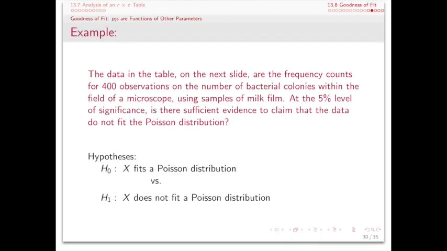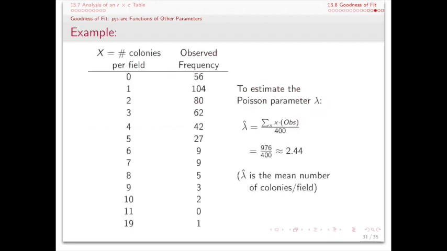So to start, our hypotheses are as follows. X fits a Poisson distribution versus X does not fit a Poisson distribution. Notice here that my null hypothesis is what we might call a composite hypothesis, because I'm not specifying a value for the parameter lambda for the Poisson distribution. And that's because in order to do this problem, I'm going to have to estimate lambda based upon the sample data in the table. So here's the table.